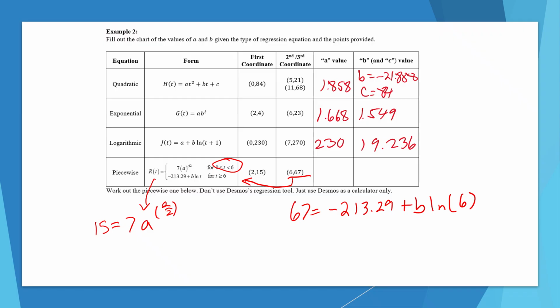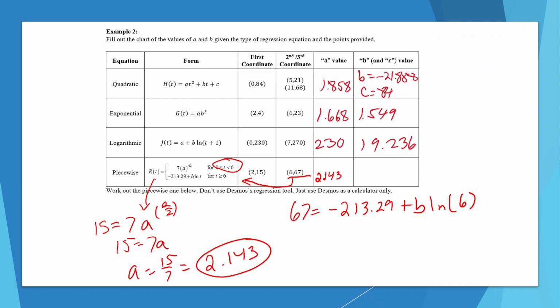So here, anything to the power of 2 over 2, which is 1, is just itself. So this is 15 equals 7a. Then I'm going to divide both sides by 7. So a is 15 over 7. And then as a decimal, because we want decimal approximations, this should be 2.143 as our answer for A.